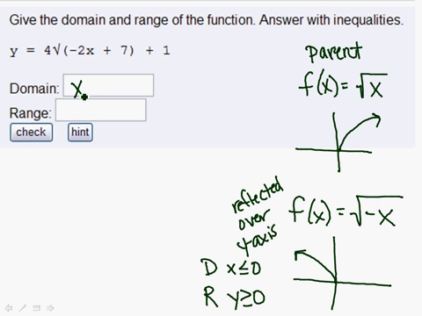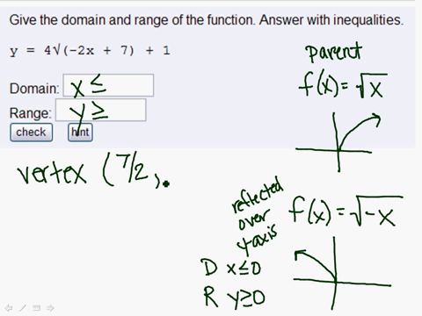So our domain is going to be where x is less than or equal to whatever the x value of our vertex is, and the range is going to be wherever y is greater than or equal to the y value of our vertex. So if our vertex in this one is negative 7 divided by negative 2, so that's 7 over 2, and then 1 for our y value, that means that x is going to be less than or equal to 7 halves, and y for the range will be greater than or equal to 1.